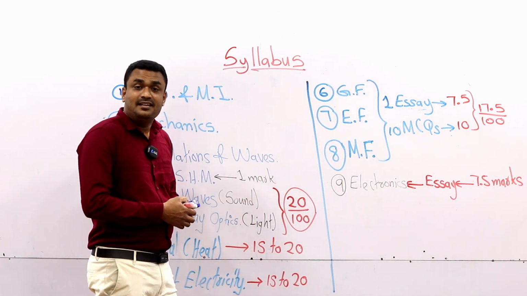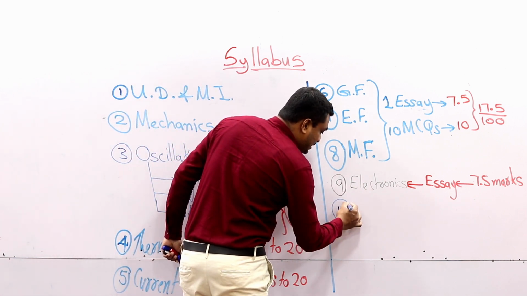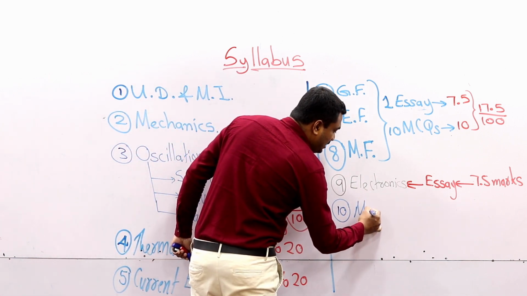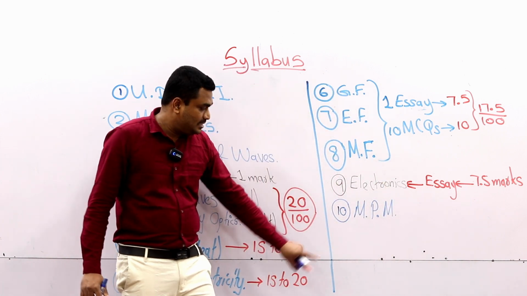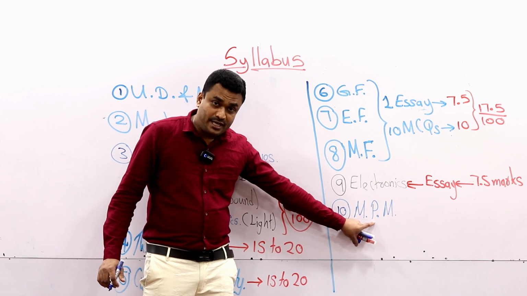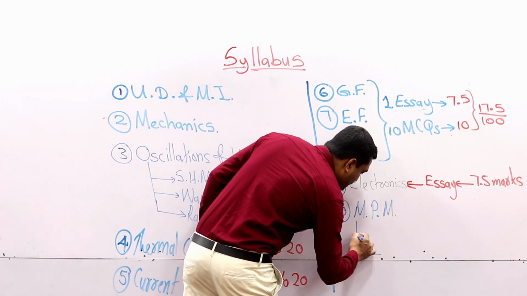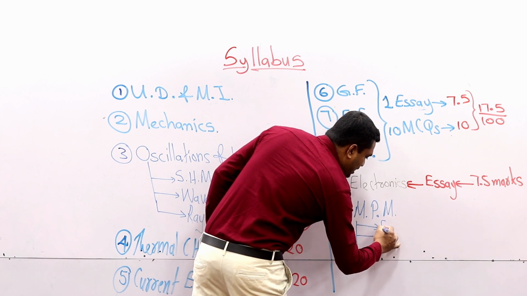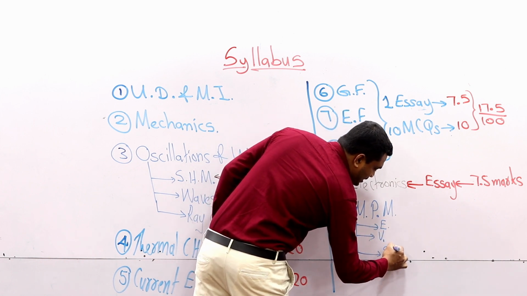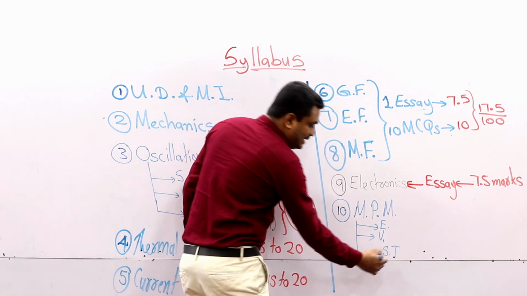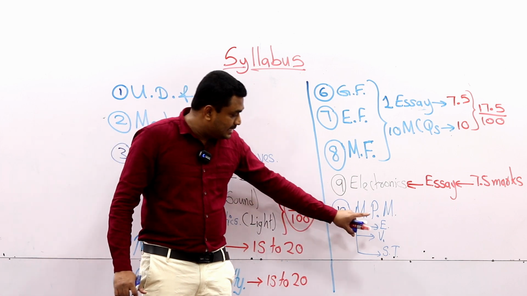Then the next important lesson is lesson number 10, mechanical properties of matter. What is this lesson? This is again a combination of 3 lessons: elasticity, viscosity and surface tension.